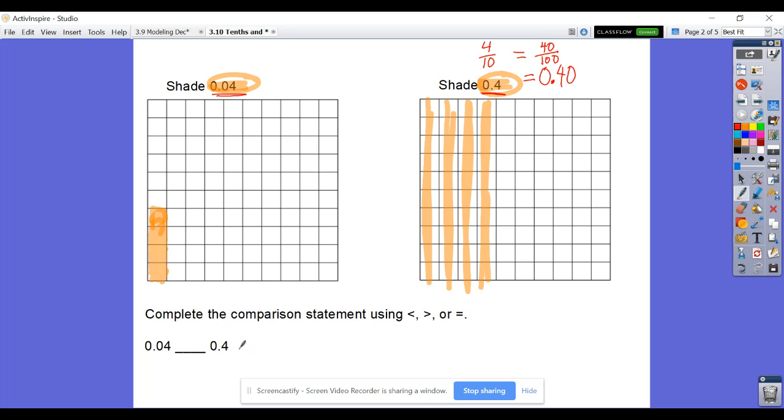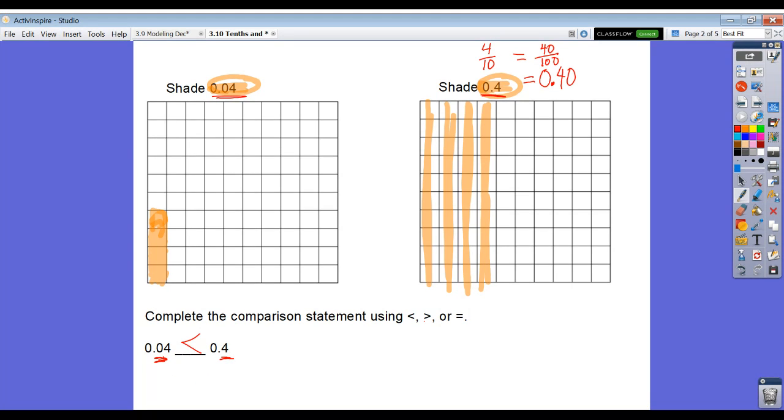As you saw, 4 tenths was much bigger. So if we complete the comparison statement using less than, greater than, or equal to, I'm going to read this 0 and 4 hundredths is definitely less than 0 and 4 tenths. Promise that you will be careful mathematicians and pay attention to when it's asking hundredths or tenths. Good luck.